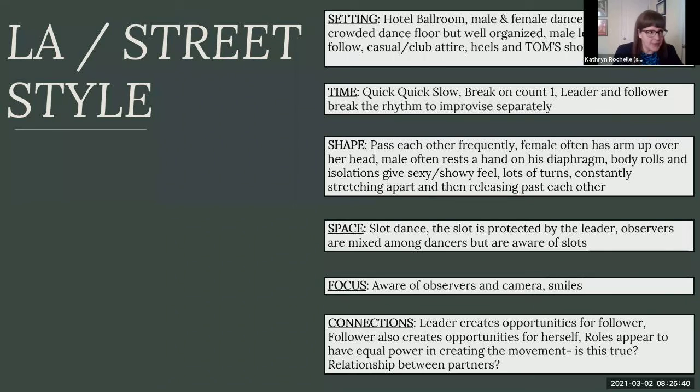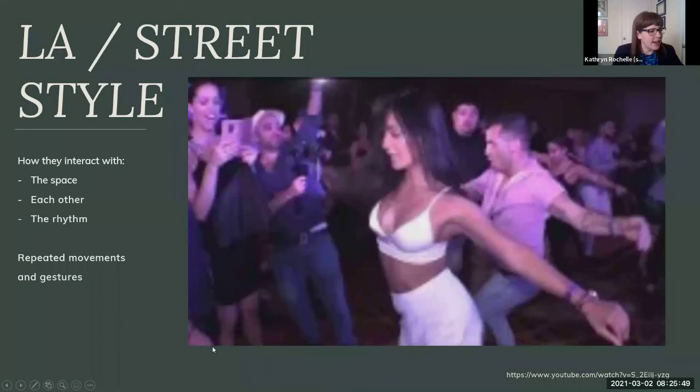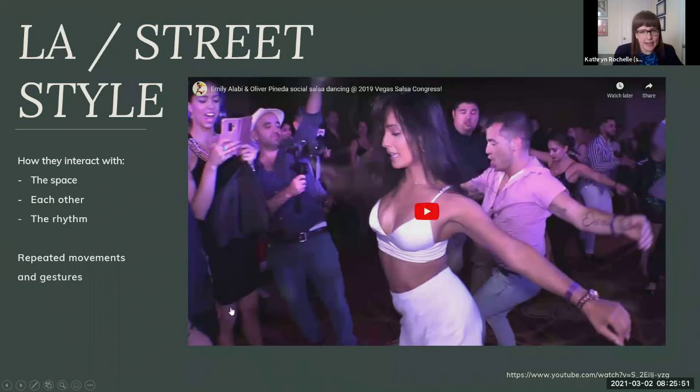So we're going to watch the video again. Keep an eye out for those things that we've talked about. Look for the slot. Look for other people jumping into the slot. This time I'm going to mute it and kind of just narrate as we go along.